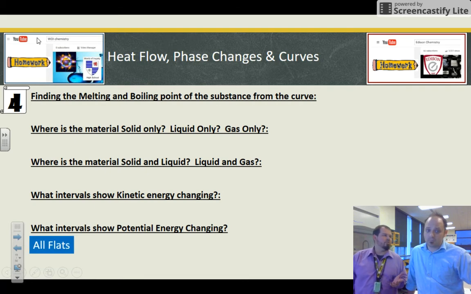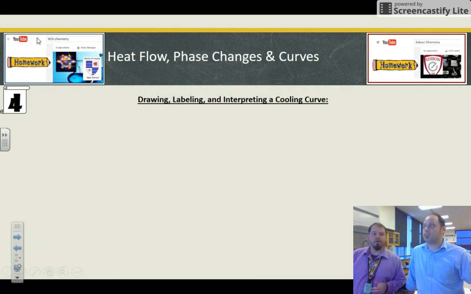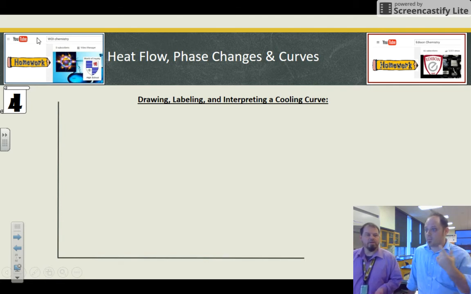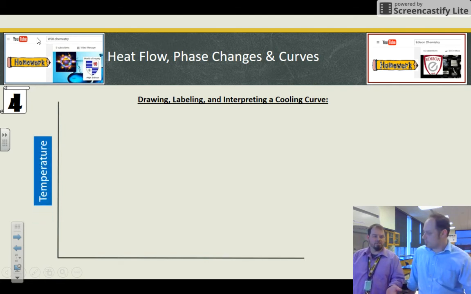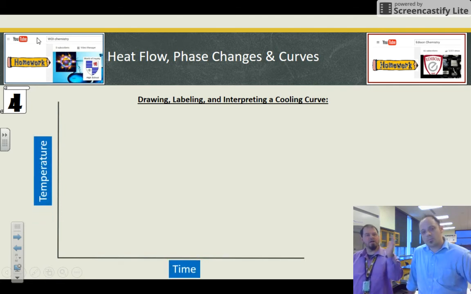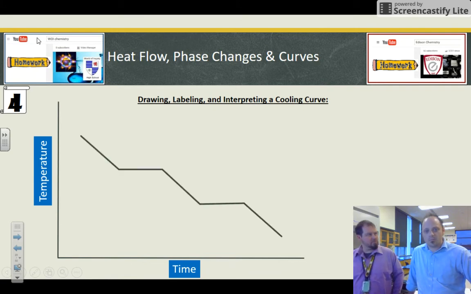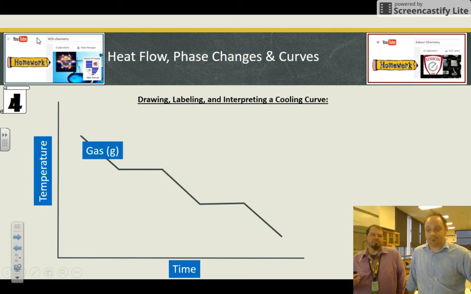Let's do this whole thing over again in reverse. Drawing and labeling a cooling curve. So we're cooling, so all you have to do now is, of course, temperature and time, but we're going to start high and go low. So now we're going to go slant, flat, slant. And there you go. All right, well, the top slant is going to be gas.